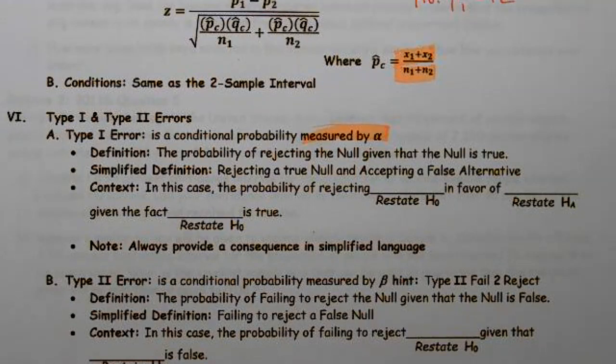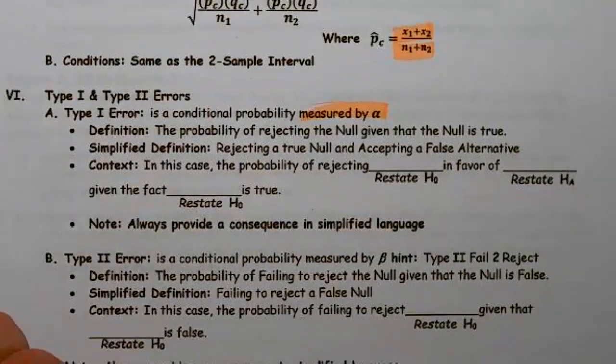And I highly recommend you provide an additional consequence in simplified language. So don't only put it in context, but also provide the consequence of making that error, and do so in simplified language. Type 2 error is a conditional probability.